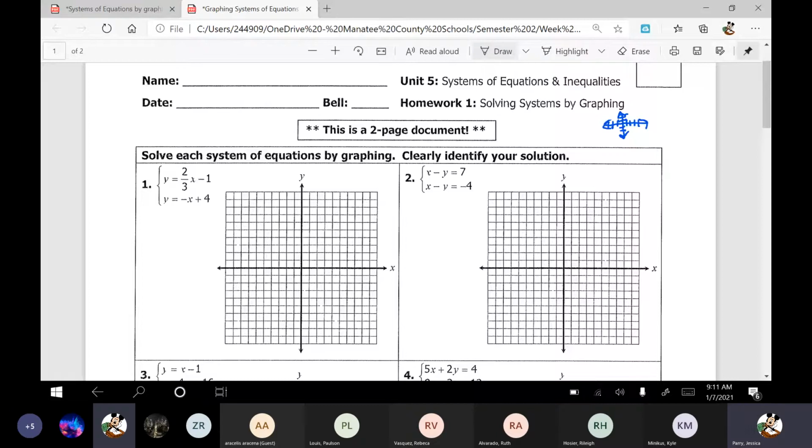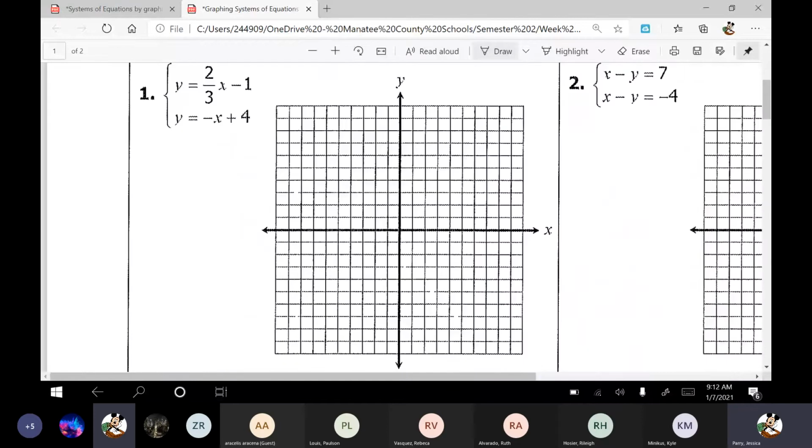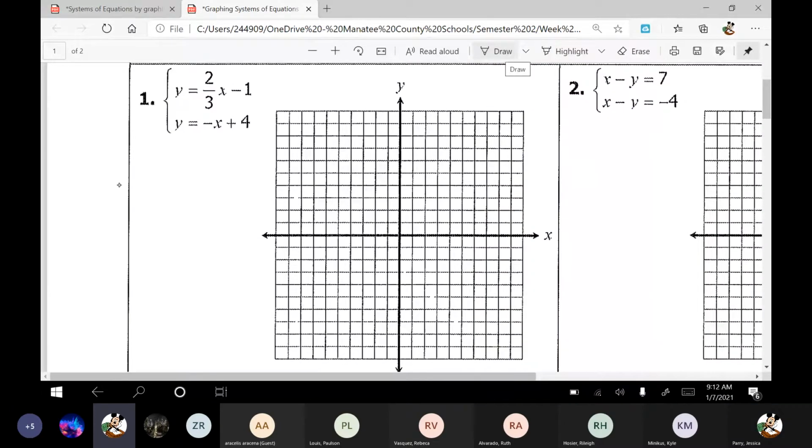Okay, so the first one we're going to get started with today, let's read our directions. It's solve each system of equations by graphing. Clearly identify your solution. Okay, so I'm going to zoom in so we can see a little bit better here. So our first one, number 1, is the first one we're going to be doing together here.